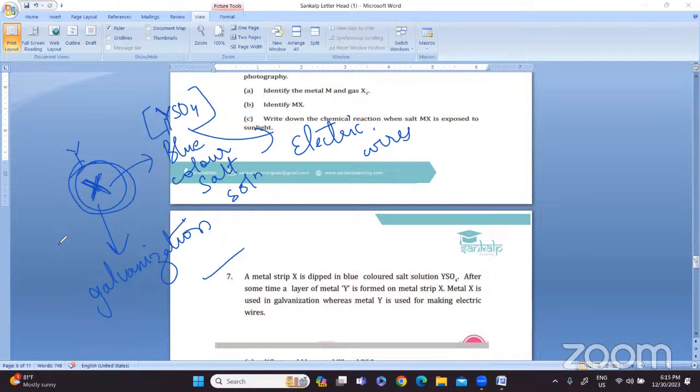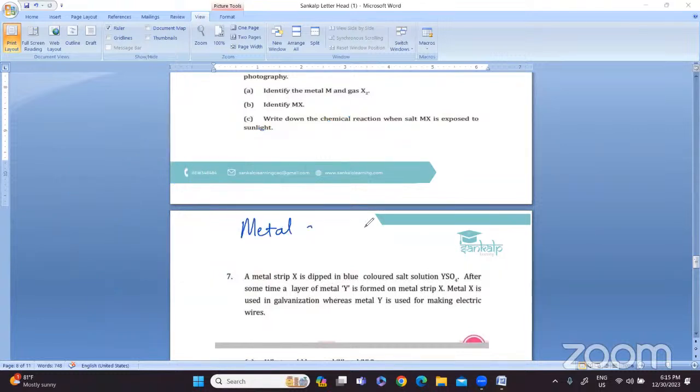In galvanization, the metal strip X is nothing but zinc, Zn. Zinc is dipped in the blue colored solution of copper sulfate. So YSO4 is nothing but copper sulfate. Now what is forming? On this zinc, a layer of copper is formed.